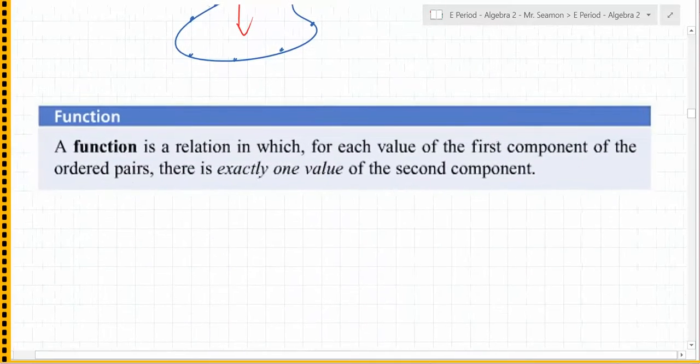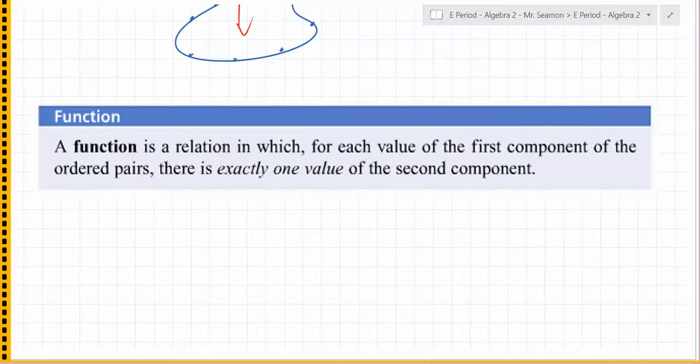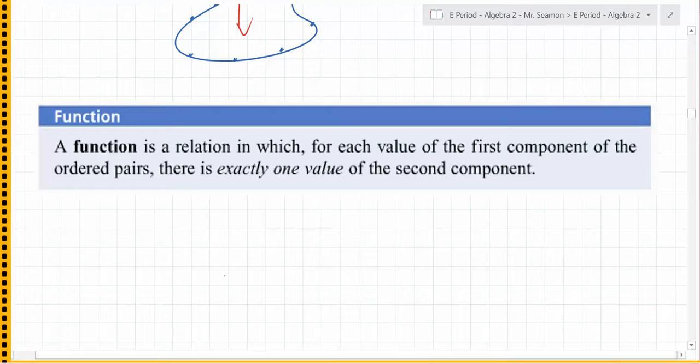Now, this is the definition they use, and they use a couple others, and I'm not a big fan of how the book verbally describes functions. I think it uses too many words. We can read it out loud. A function is a relation in which, for each value of the first component of the ordered pair, there is exactly one value of the second component. This is what I want you to remember. The first of a few things.